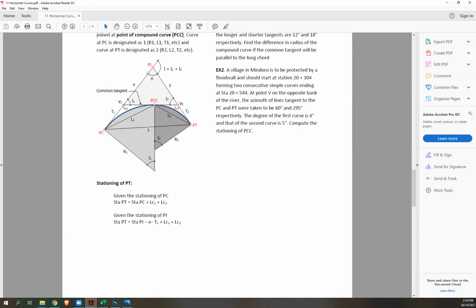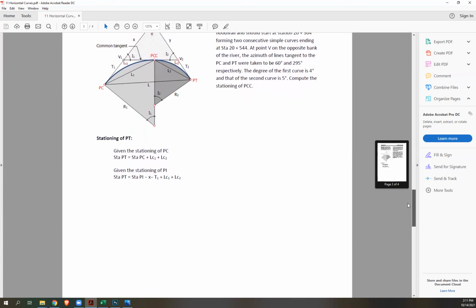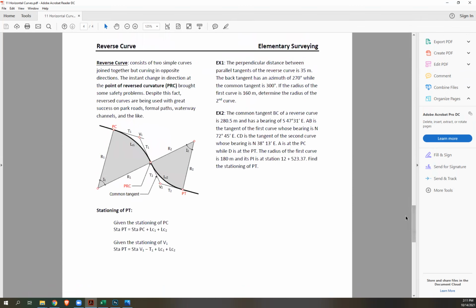So again, that's the same as your compound curve, where you start at PI minus X minus T1. Or if you're given station V for the first curve, that's just station V minus T1. So you get to PC plus LC1 plus LC2. So they're essentially the same equation. You just have to go back to PC and then add the lengths of your curves. Okay? So that's reverse curve.